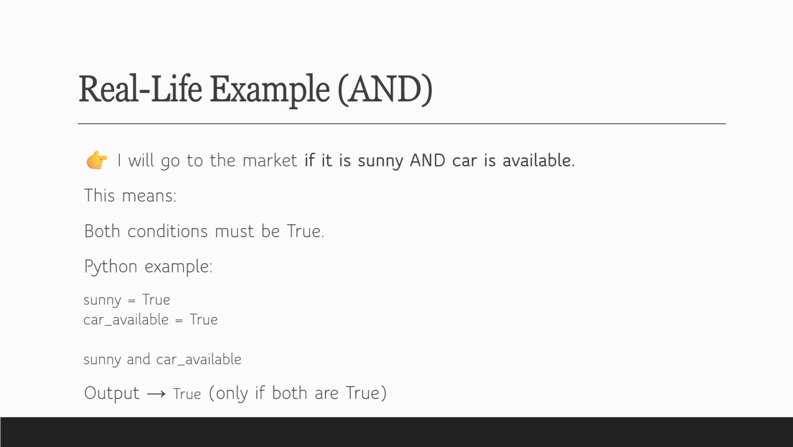Now let us see a Python example. Suppose the variable sunny is true. Suppose the variable car available is also true. When we check sunny and car available, the result will be true. But remember, the output will be true only if both conditions are true. If one condition is false, the final result will also be false. So always remember, the logical operator and gives a true result only when all given conditions are true.